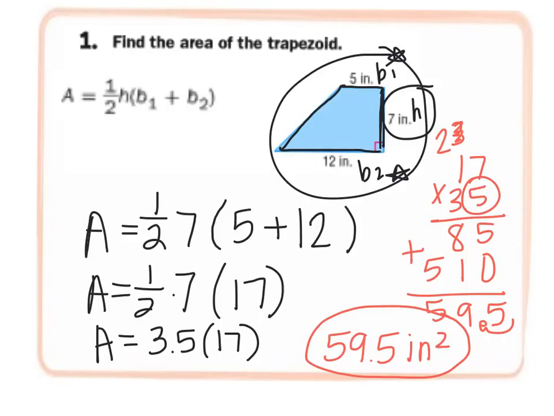Okay, so there are a lot of steps that you have to take. First, you want to label your parts. Then you're going to plug it into the formula. And after you plug it in, you're just going to chug through the math. Notice I did my parentheses first, and then I went down here and did this second. And then last, I multiplied them together.